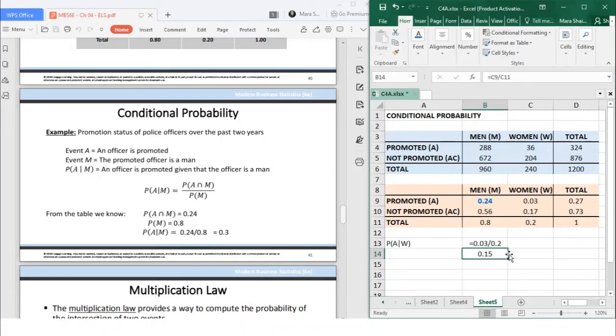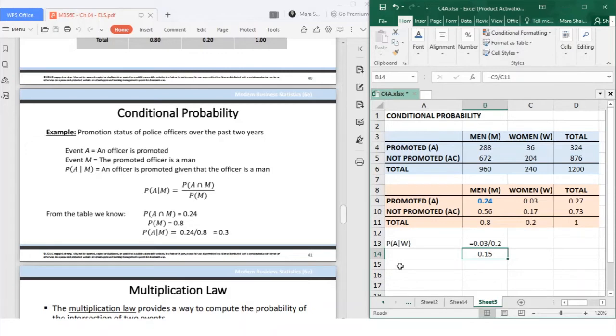So you can see and compare more, to check whether the claim is correct. If you are a man, your chance of being promoted is 30%, but if you are a woman, your percent chance of being promoted is only 15%. So, meaning there are possible issues of discrimination.